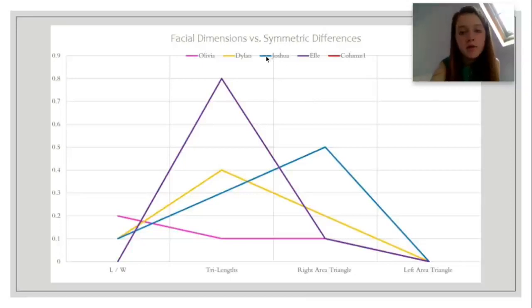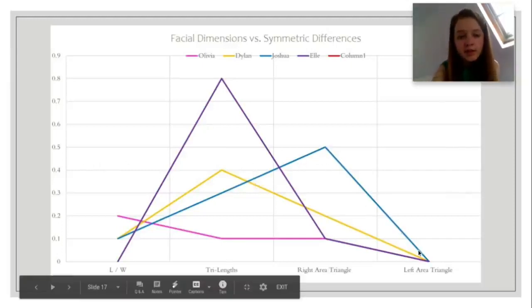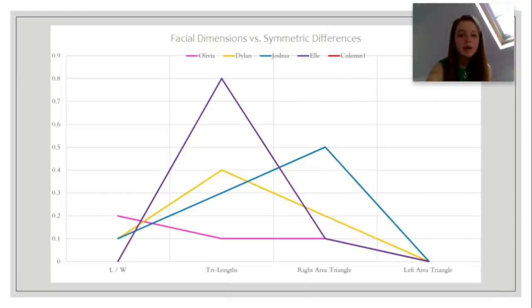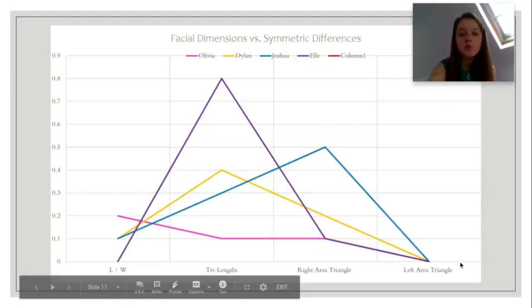And then we have Joshua, who was ranked third. He had a steeper incline up to 0.5 and then a steep decline down to 0. And then Ellie, who was fourth, least symmetric, had a high spike up and then a high spike back down and then a smaller spike down, which is why she was least symmetric. She showed no type of trend line down and only spiked up.